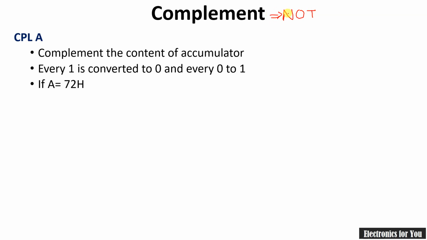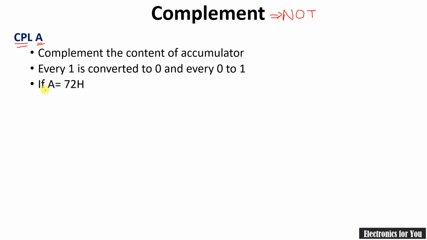Now the next instruction is complement. Complement is nothing but a NOT operation. So the complement instruction is similar to the NOT operation. Here only one instruction is used for the complement operation, and it is CPL A. Here CPL stands for complement, and A stands for accumulator, meaning the content of the accumulator is complemented. It means that every 1 is converted into 0 and every 0 bit is converted into 1.